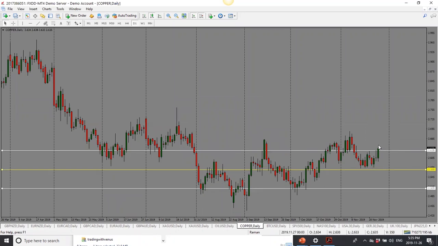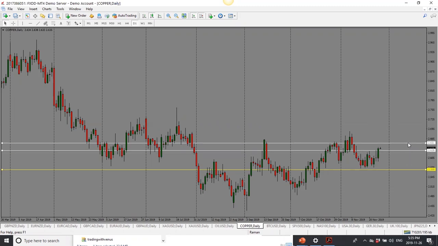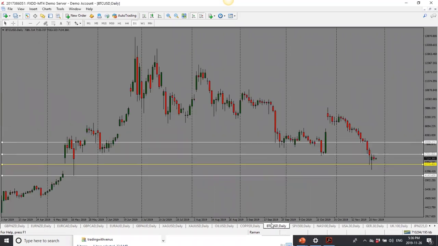Copper here, copper has finally broken to the upside. This is looking bullish. Next target here is 2.65. So in this case, something like this is what I would look out for. So bias is bullish here for copper. 2.65 is the next target.